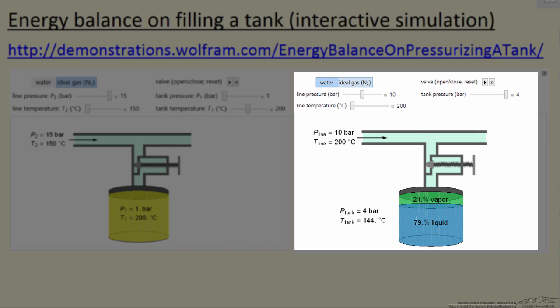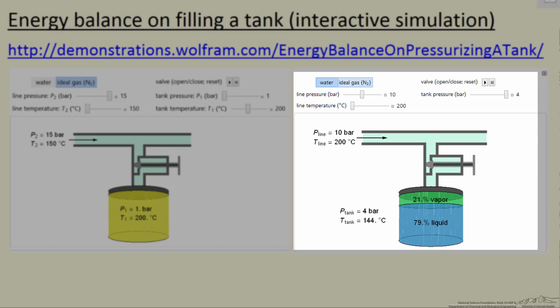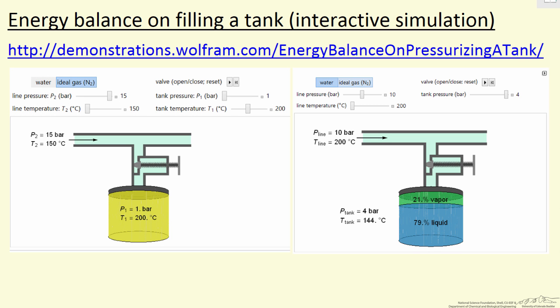The other option is to select water, where now it's a little more complicated because we have a vapor liquid mixture, where now we can select the tank pressure, but when we select the tank pressure, the tank temperature is fixed because it's a vapor liquid mixture, and so this has to be saturation temperature. And so the idea is this gives us an understanding.